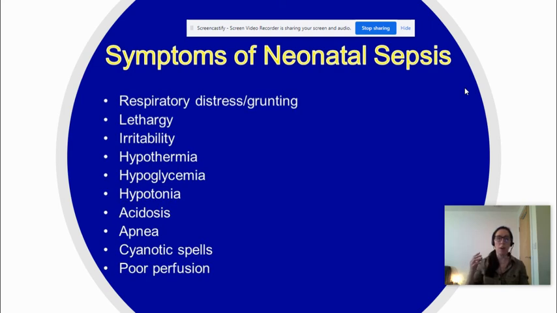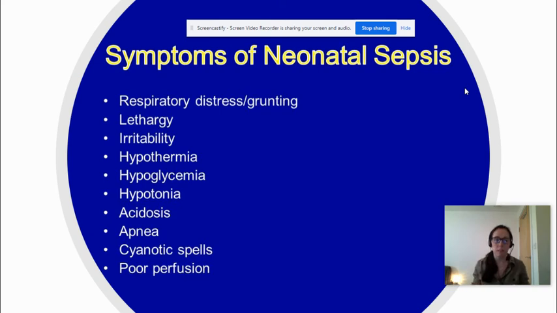So signs that are above and beyond the temperature, we have got the respiratory distress, that grunting. Really, really, really bad sign. I tell you from experience, and it's a sad story that doesn't end well. But if you hear grunting, that baby is near death.